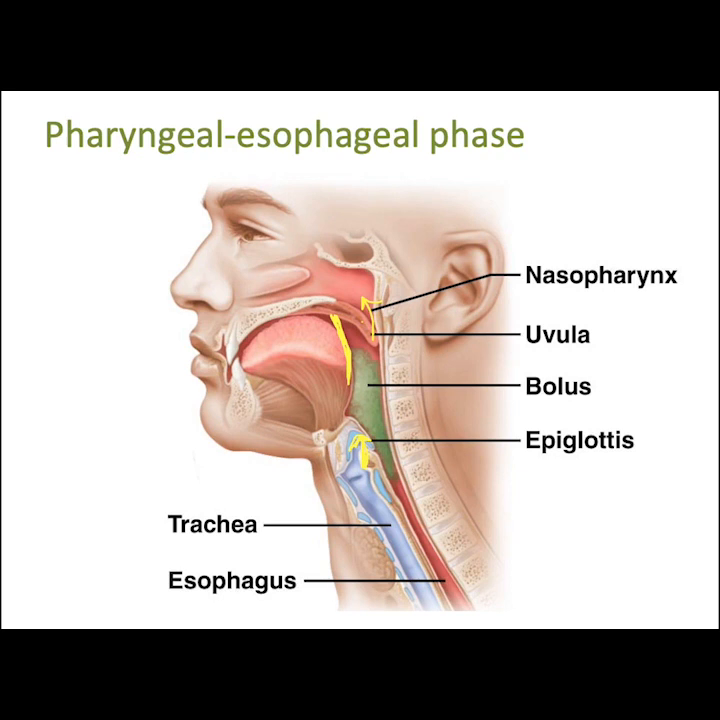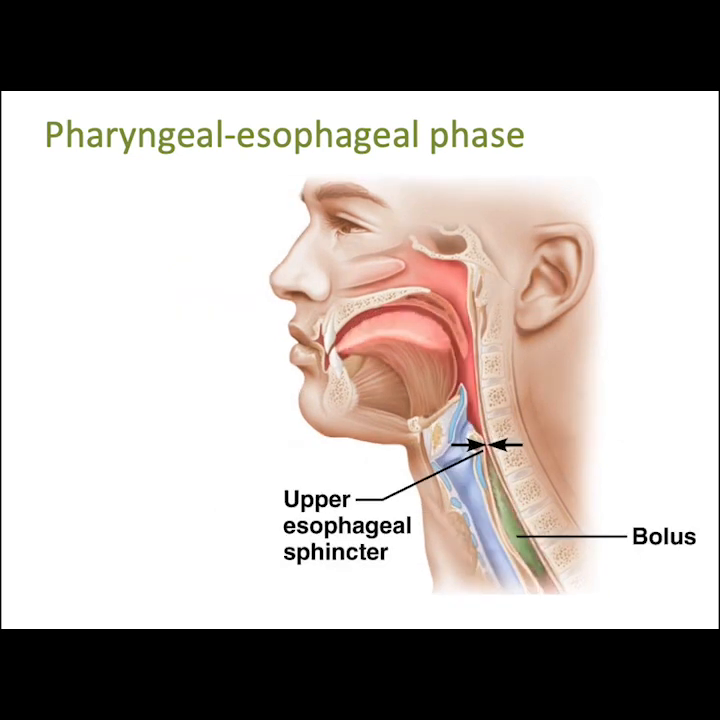In order for the bolus to enter the esophagus, the upper esophageal sphincter has to relax, so it is relaxed at this point. Once the bolus passes through the upper esophageal sphincter and enters into the esophagus, the upper esophageal sphincter will close. The bolus will continue to move down toward the stomach, being propelled by peristalsis and aided by gravity. Liquids will make their way down to the stomach in about 1 to 2 seconds, and for solids it will take about 8 seconds.